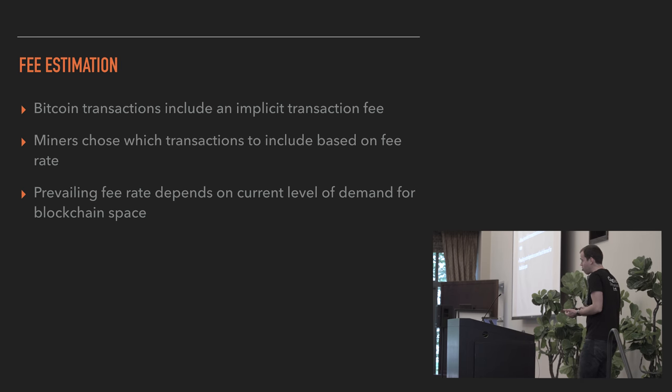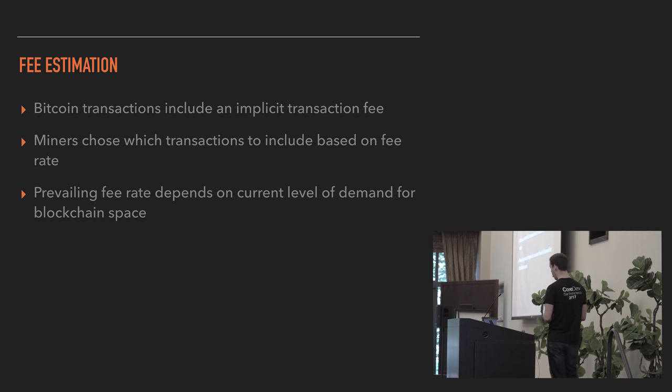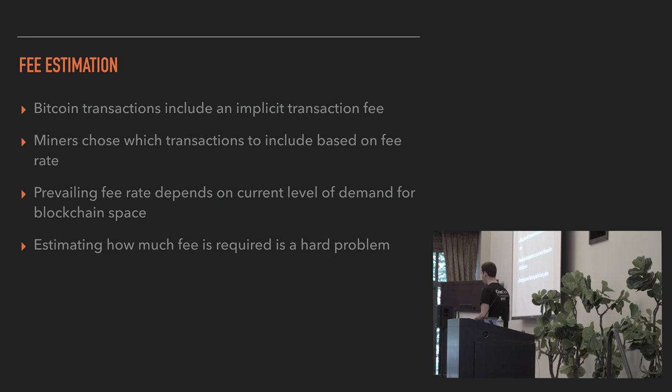And the prevailing fee rate can change quite a lot. We've seen this recently. We've seen it go up quite a bit and then down and up. It really depends on a lot of factors, but it comes down to how much demand there is for the supply of block space. So estimating how much fee you need is quite difficult. It's a dynamic system. What you do, or what some people do, affects what other people do. The past is not necessarily indicative of what will happen in the future.